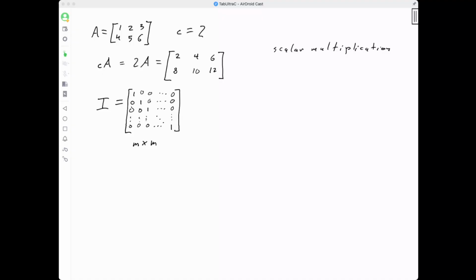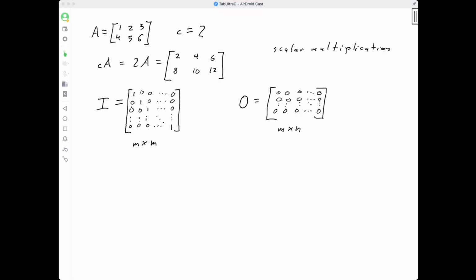The second one is called the zero matrix. And the zero matrix is a matrix where every single entry is 0. This is an m by n matrix, meaning it can be whatever size you need it to be. And so we usually, once again, are not going to specify the size, but a zero matrix, you'll be able to figure out what size it is from the context where it's used.